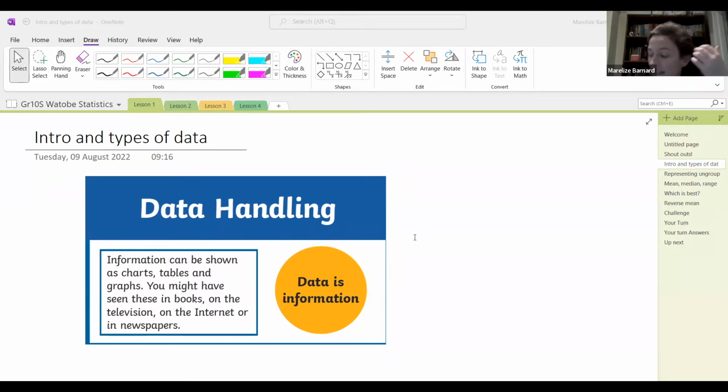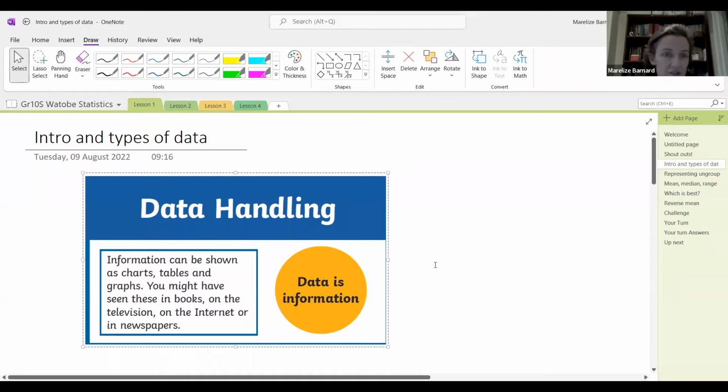So data is information. Information can be presented in a number of ways: in charts, tables, graphs, anything that you might have seen lately in books or on the television, on the internet, in newspapers. It really is everywhere around us. Especially if you're reading things with information, it's often just everywhere.